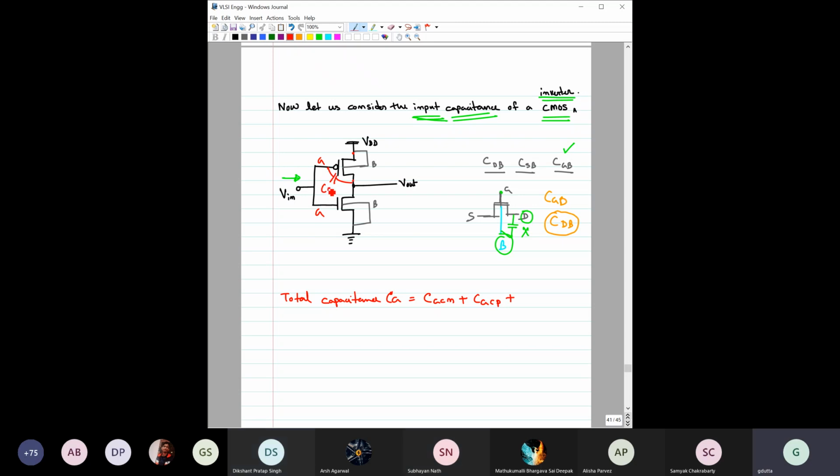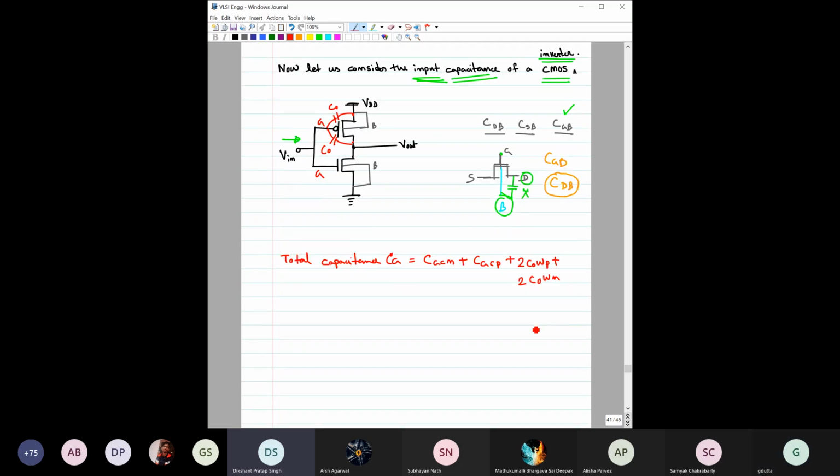But this overlap capacitance, that is C naught, would be the same as this overlap capacitance, because the width is the same on the source side and the drain side for PMOS. So I can definitely say that this component should be there. At the same time, this component should also be there. Please tell me if I'm wrong here. Am I wrong here?